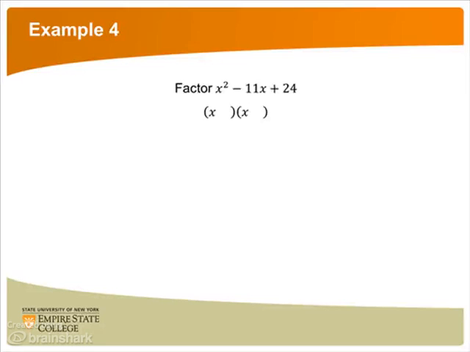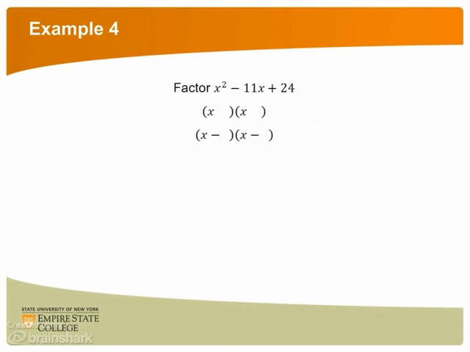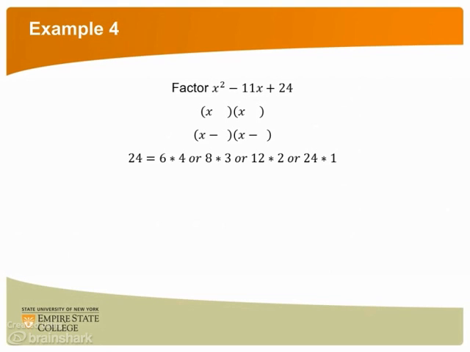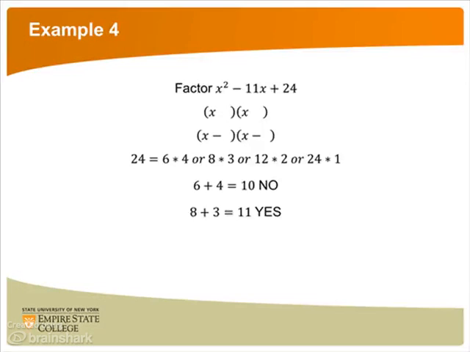Split the x squared. Because we have plus 24, our signs in the parentheses will be the same. Since we have minus 11x, both signs will be minuses. We factor the 24. We could have 6 times 4, 8 times 3, 12 times 2, or 24 times 1. Because the problem had plus 24, we add the factor pairs. 6 plus 4 equals 10, but we were looking for 11. 8 plus 3 gives us the 11 we want.